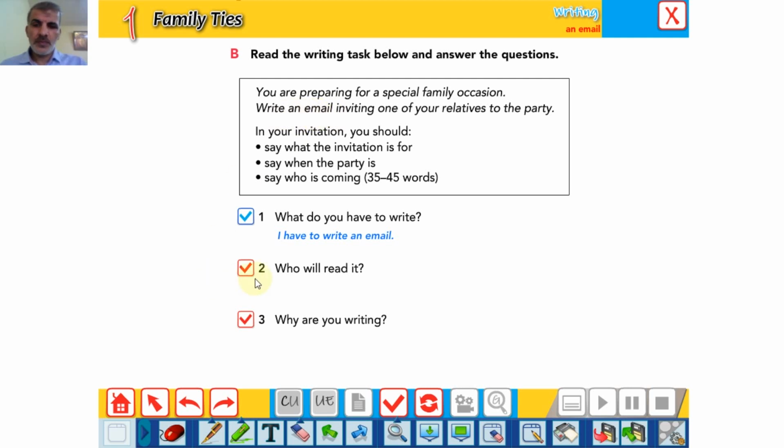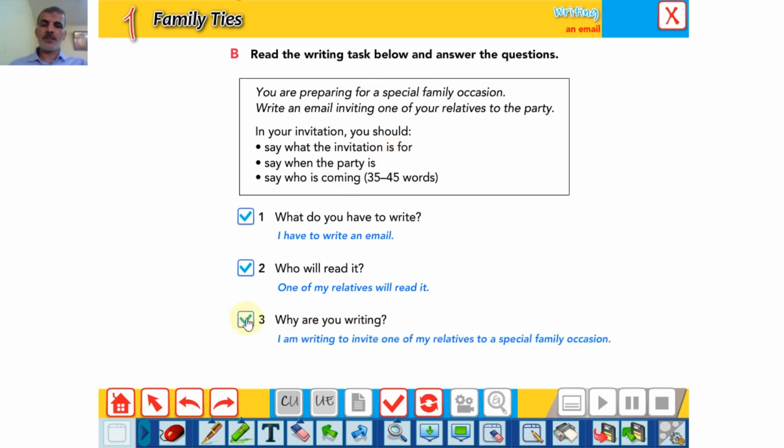Number 2, who will read it? You are writing an email to someone. Who will read it? Look at the task again. So the answer is one of my relatives will read it. So you are sending this email to one of your relatives. Number 3, why are you writing? The reason for writing this email. So look at the task again and think. The reason is I'm writing to invite one of my relatives.